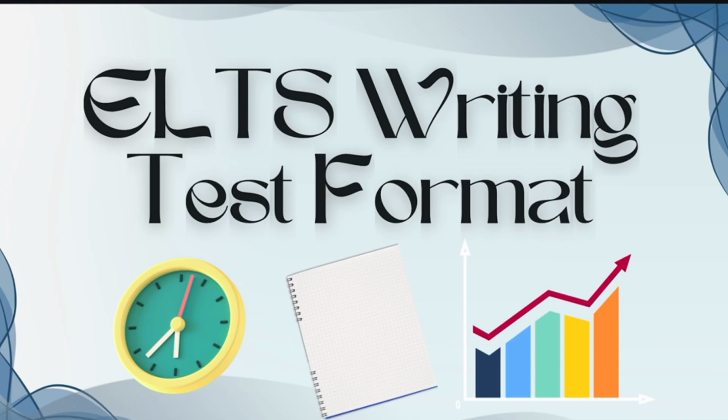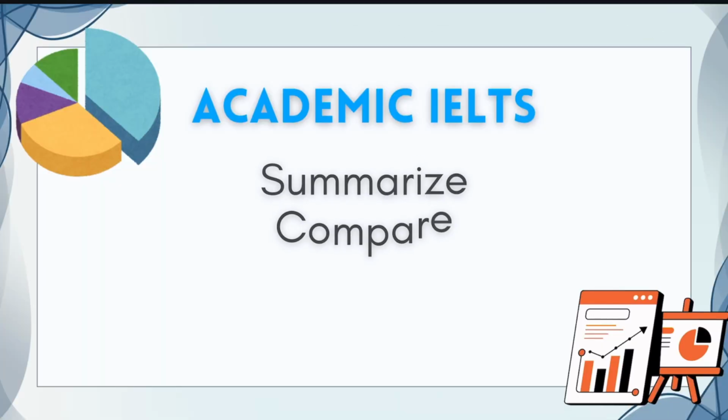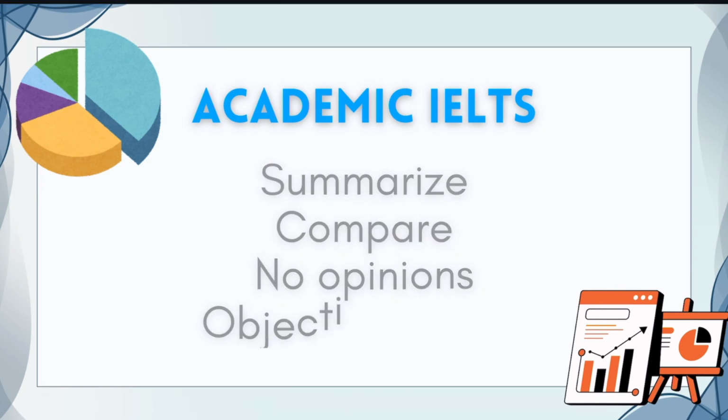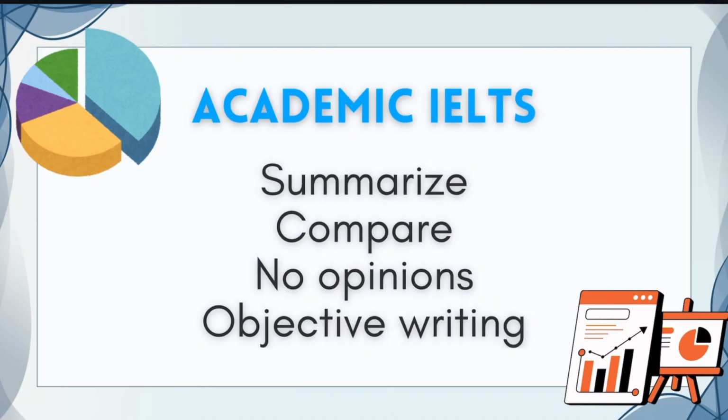Now let's take a closer look at what each writing task requires. For the academic test, Task 1 asks you to describe or summarize visual data, like graphs, charts, or tables. You'll write at least 150 words in about 20 minutes. Focus on describing key trends, comparisons, and significant details. Keep your tone objective. Avoid personal opinions or assumptions. In short, your goal is to report facts clearly and accurately.